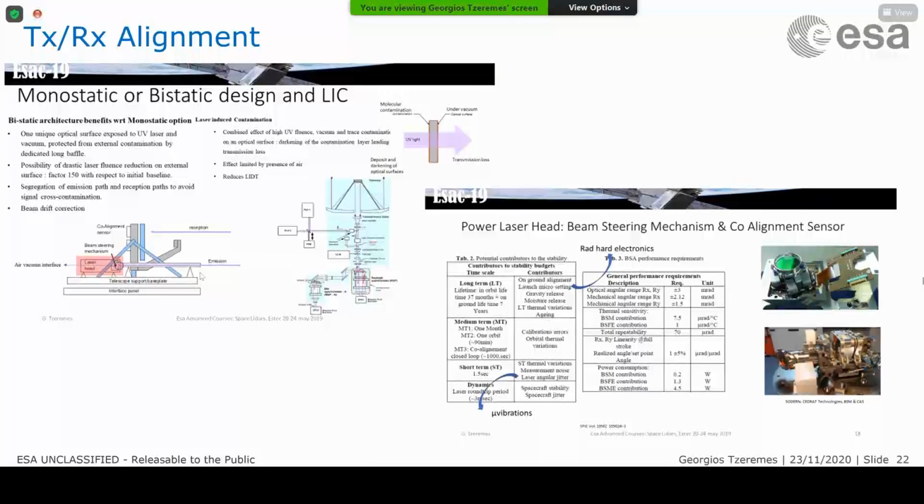On the other side, to simplify the procedures, you can choose to use a bistatic design where you emit through a baffle from one side and then you receive on a different side. This is the EarthCARE approach, and this is also the Calypso approach, and this is also the ICESat approach. But then you have to make sure that your emission is always aligned to the reception, and for that we use the beam steering mechanism and the co-alignment sensor you see on the right. So there are solutions for this. It's expensive and quite complex, but at least we know that there are ways to tackle the problem.